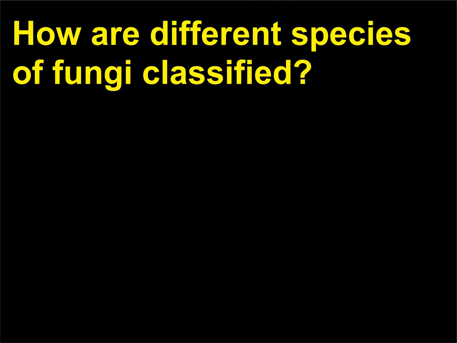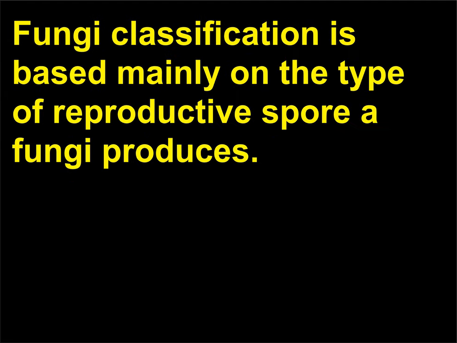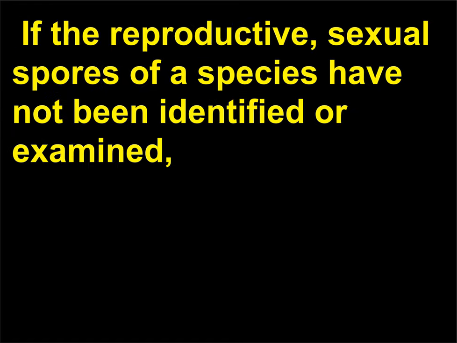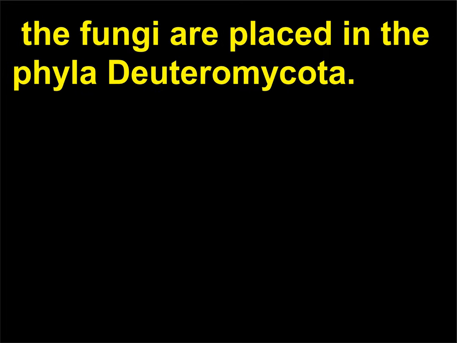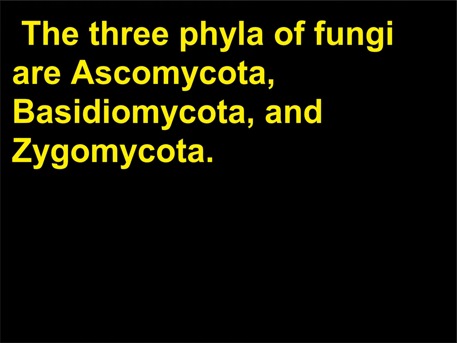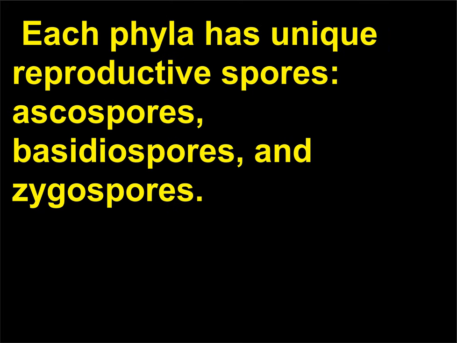How are different species of fungi classified? Fungi classification is based mainly on the type of reproductive spore a fungus produces. If the reproductive, sexual spores of a species have not been identified or examined, the fungi are placed in the phylum Deuteromycota. The three phyla of fungi are Ascomycota, Basidiomycota, and Zygomycota. Each phylum has unique reproductive spores: ascospores, basidiospores, and zygospores.